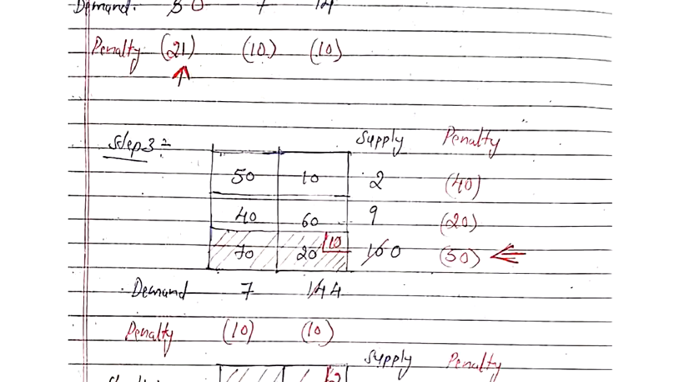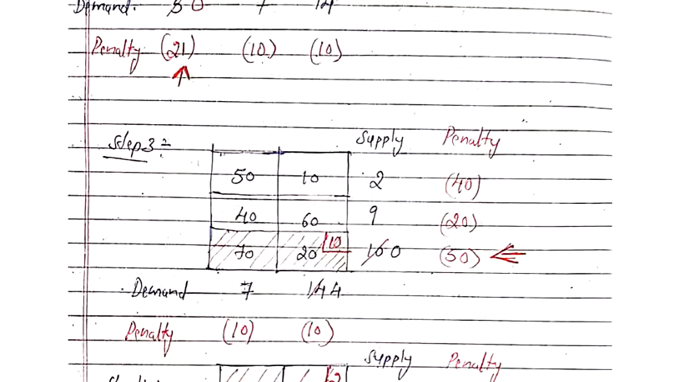Step 3. Again I am left with 2 columns and 3 rows, and again I have to find out the penalty. 10 and 50, I get a penalty of 40. 40 and 60, I get a penalty of 20. 70 and 20, I get a penalty of 50. Again here, 50, 40 and 70, so the minimum cost is 40.